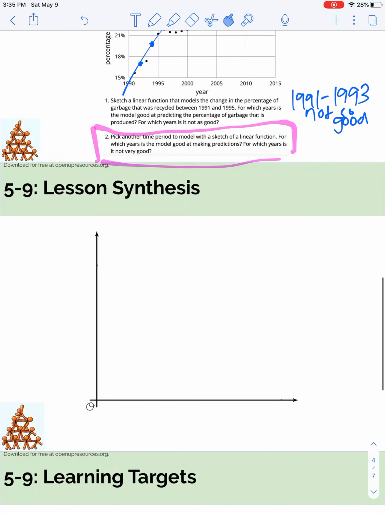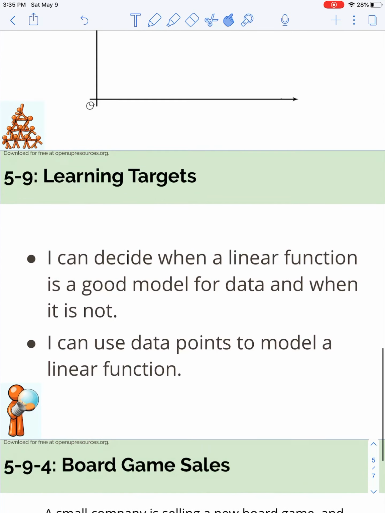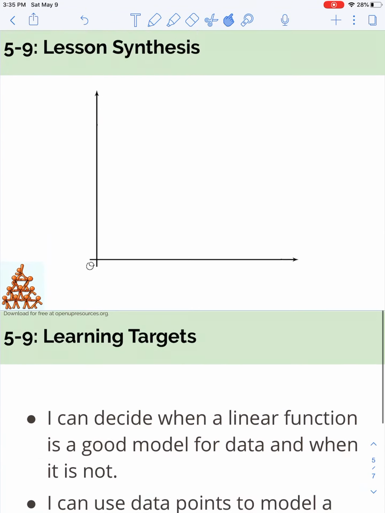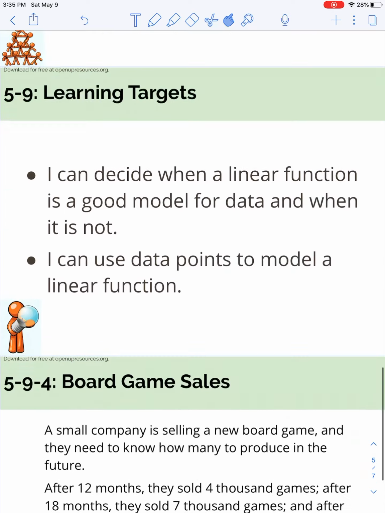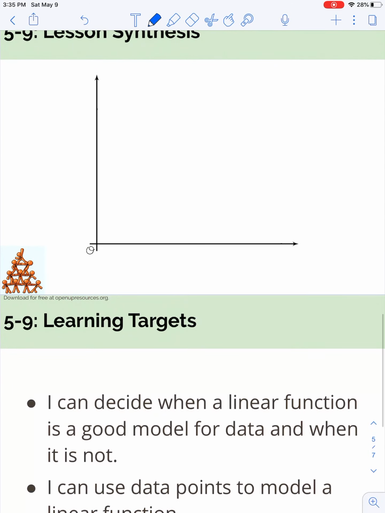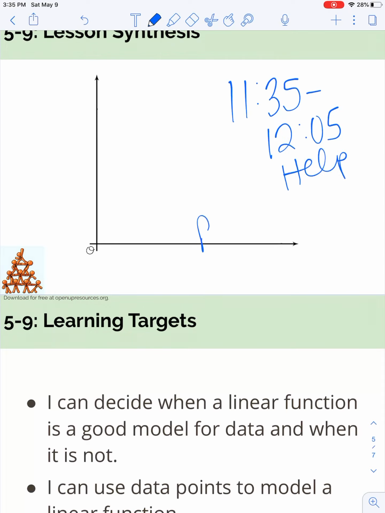And look, we're already done. No way. Really? Oh, guess we're done. Okay, cool. Remember, and I'll write on this blank page, 11:35 to 12:05 is help. And then please do practice problems.